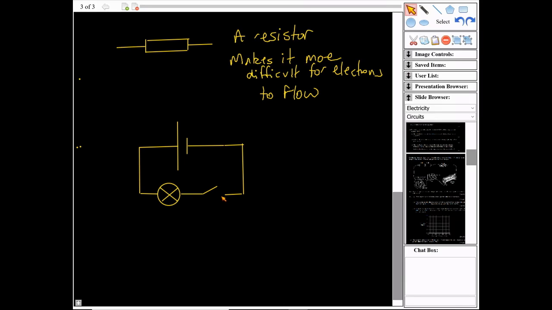If I was to press this switch closed, then the lamp would come on, it would light up. If I was to open the switch, then there would be a gap and the light would not come on. So the switch would control the lamp.